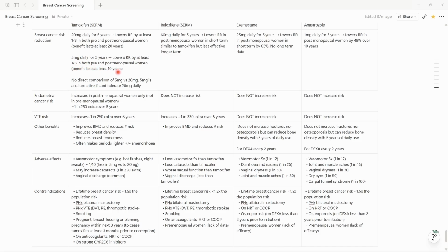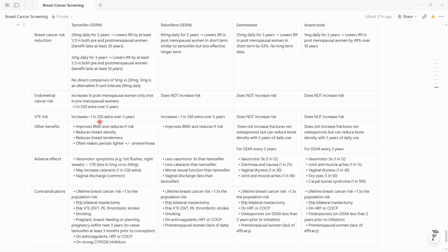So at least 10 years compared to at least 20 years for the higher dose and the longer duration of treatment. But there are no trials that directly compare the efficacy of 5 milligrams with the 20 milligrams, but the 5 milligrams is considered to be an alternative if the patient cannot tolerate the 20 milligram daily due to side effects. Tamoxifen increases endometrial cancer risk in postmenopausal women only. It does not increase endometrial cancer risk in premenopausal women, and the risk is said to be 1 in 250 extra cases over 5 years.